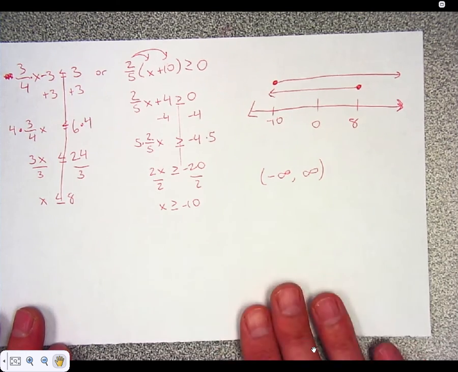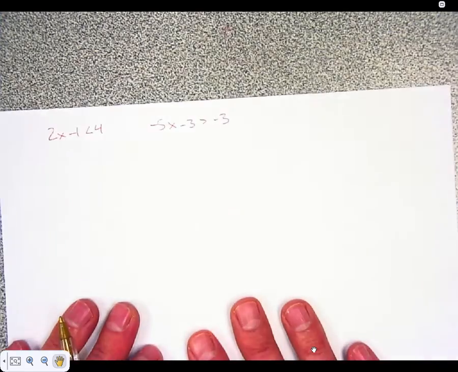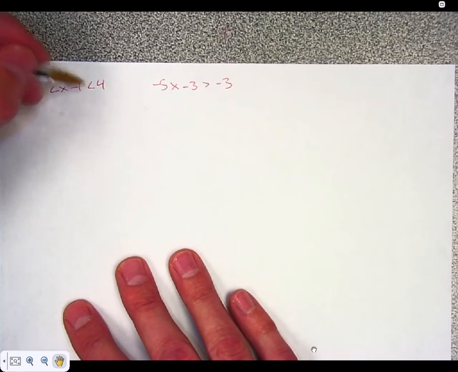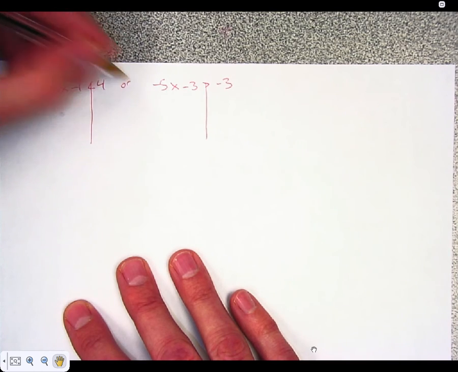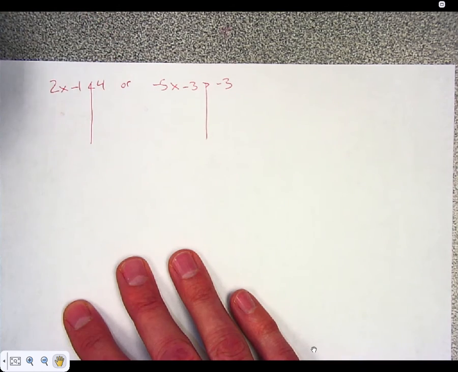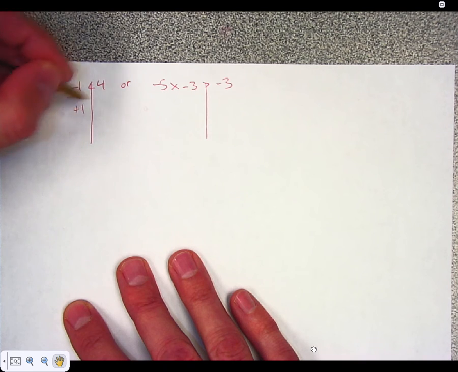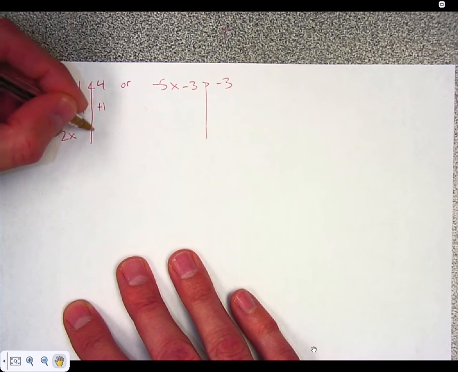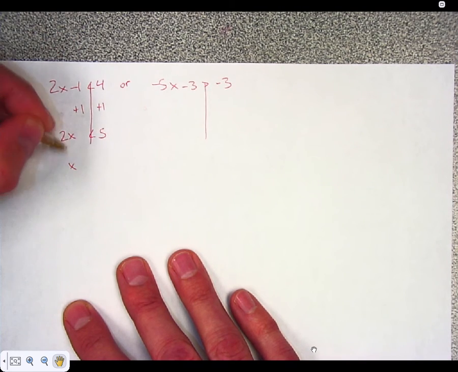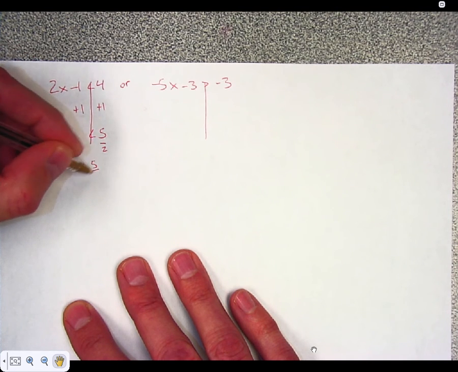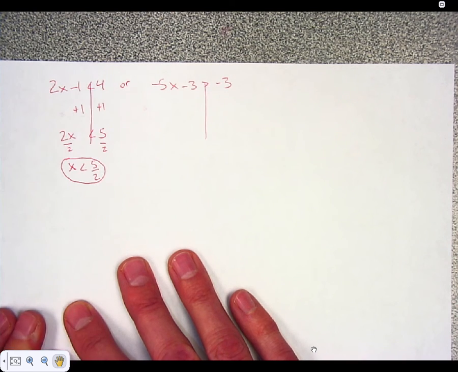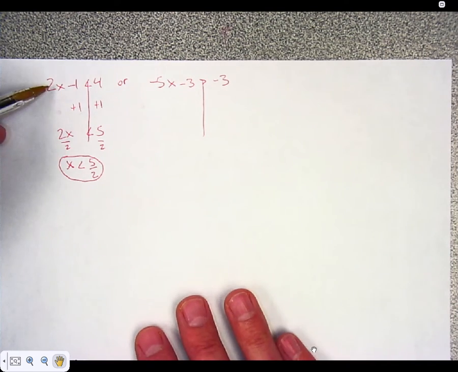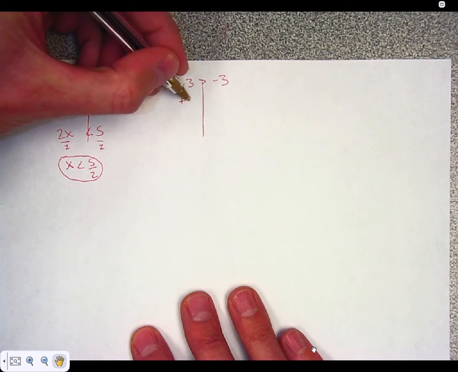All right, one more quick one. Go a little faster this time. I'm going to solve this inequality. This was an or. There we go. And let's see, I'm going to add 1. 2x is less than 5. Divide by 2. I'm going to get that x could be less than 5/2, and that would work for this inequality. I'm going to add 3 here.